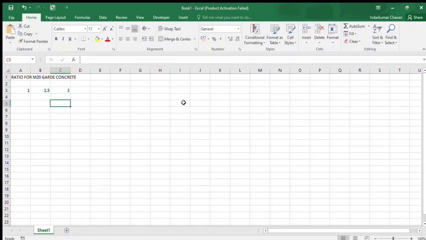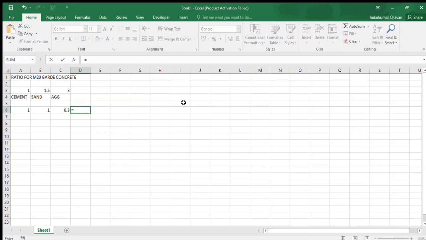So this is the cement, this is sand and this is aggregate. For the calculation we need the quantity. Suppose we have to calculate the quantity of concrete per square meter. Suppose length is 1 meter, width is 1 meter and depth is 0.3 meter. So what is the volume? It means how much quantity is required for that particular area.